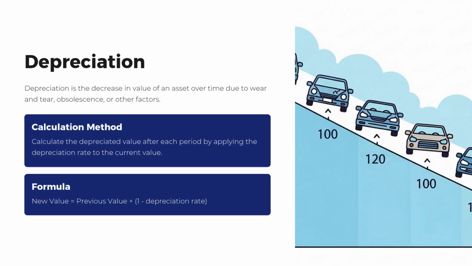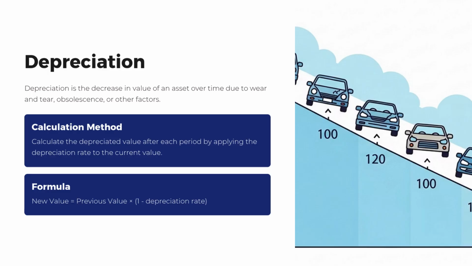Depreciation. Meaning. Depreciation refers to the reduction in the value of an asset over time. This decrease happens because of factors such as wear and tear, age, or becoming outdated. Obsolescence. Calculation method. To find the depreciated value after each period, multiply the current or previous value of the asset by the expression 1 minus the depreciation rate.